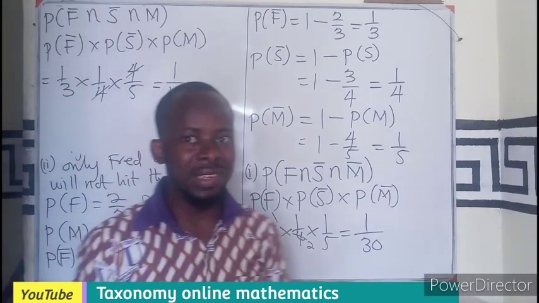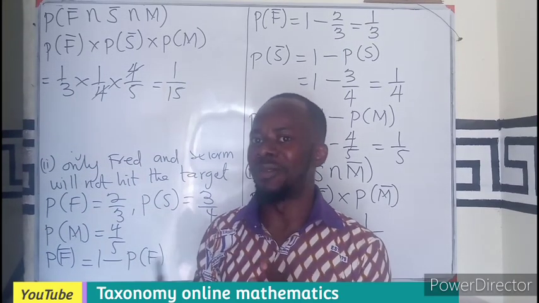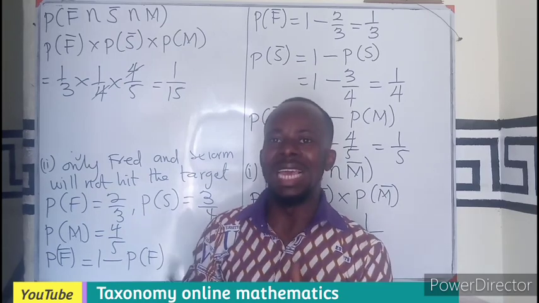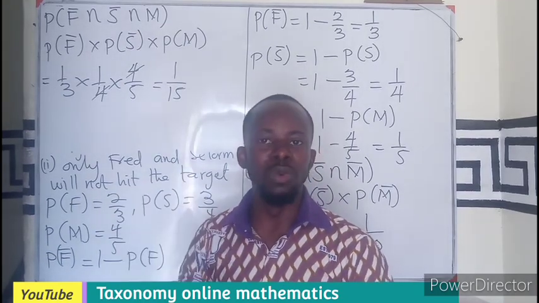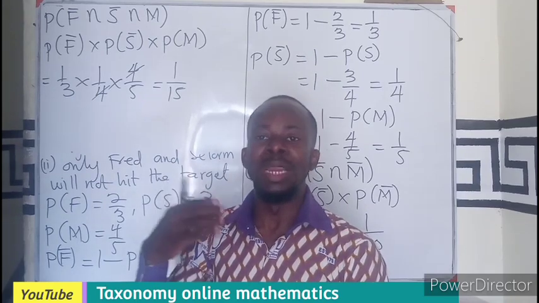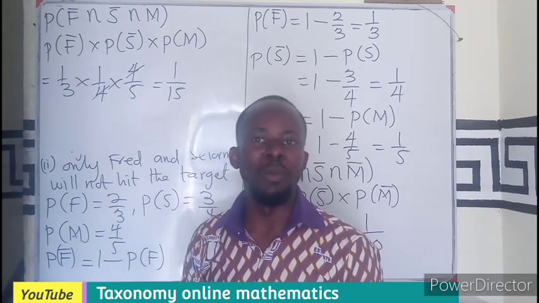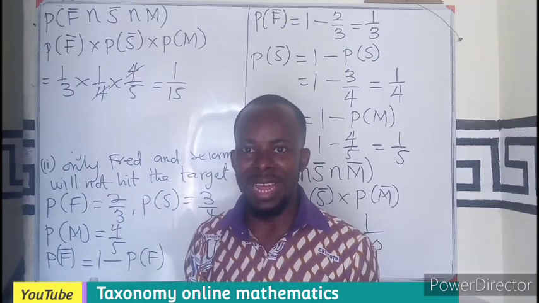So this is also an example of the combination of the compound event and the properties, or better still, the addition rules and the multiplication rule of probability. I believe the concept is clear.